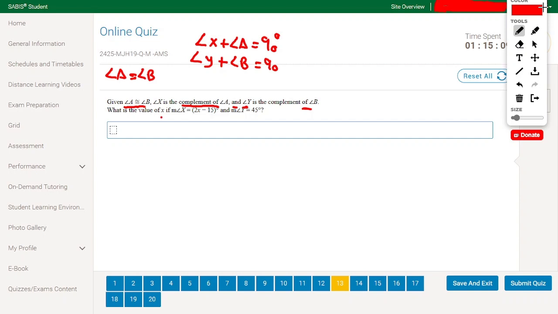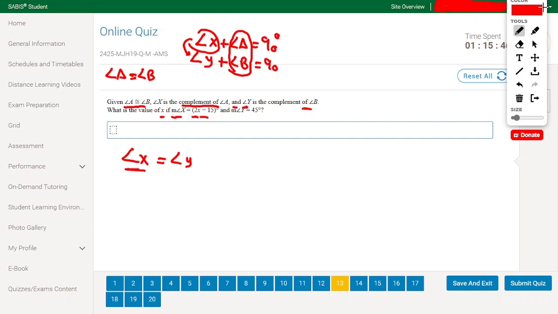What is the value of x if the measurement of angle X equals 2x minus 15 and the measurement of angle Y equals 45? Here I have angle A equal to angle B. Angle X plus angle A equals 90 and angle Y plus angle B equals 90 and A equals B. That means X will be equal to Y. That means angle X equals angle Y.